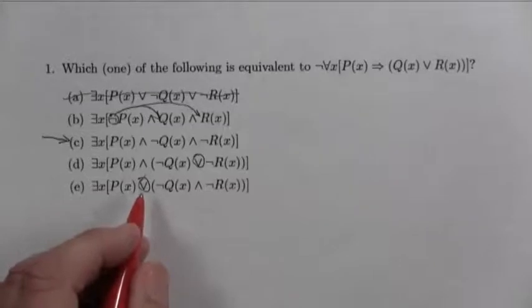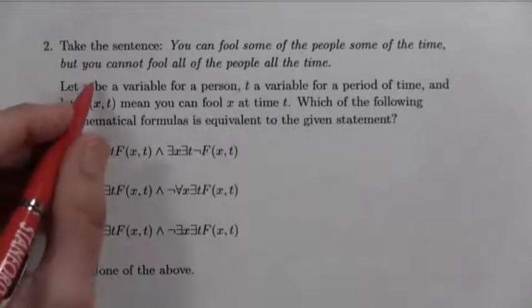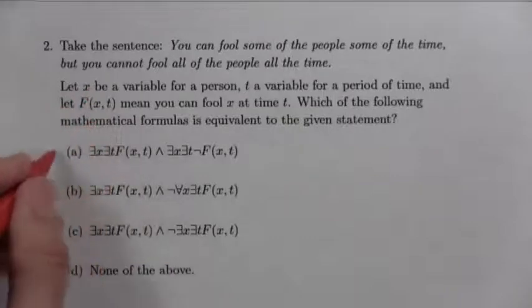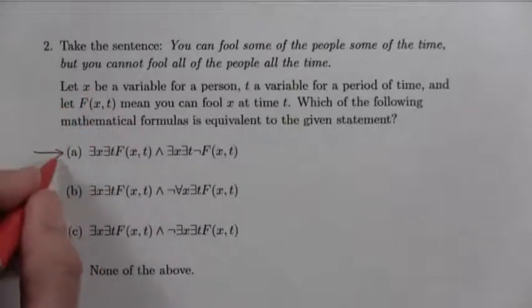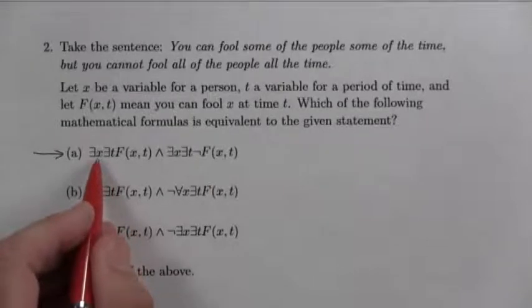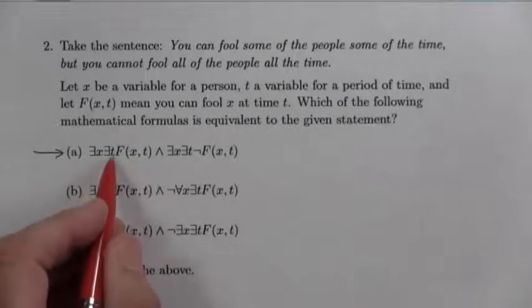Okay, let's go on and look at number two now. Well, as in question one, let me jump first of all straight to the correct answer, and the correct answer is A. This says there are people and there are times at which you can fool those people. So you can fool some of the people some of the time.